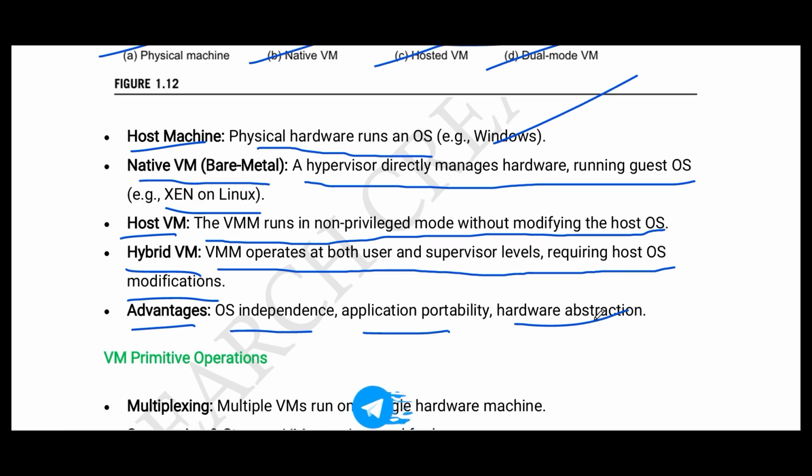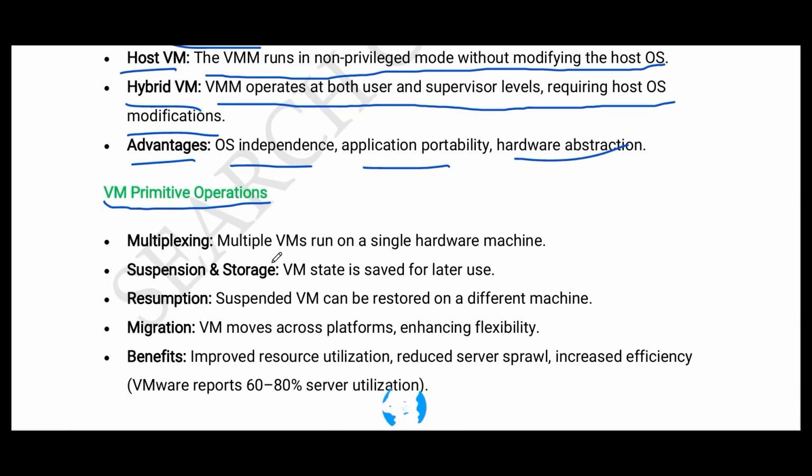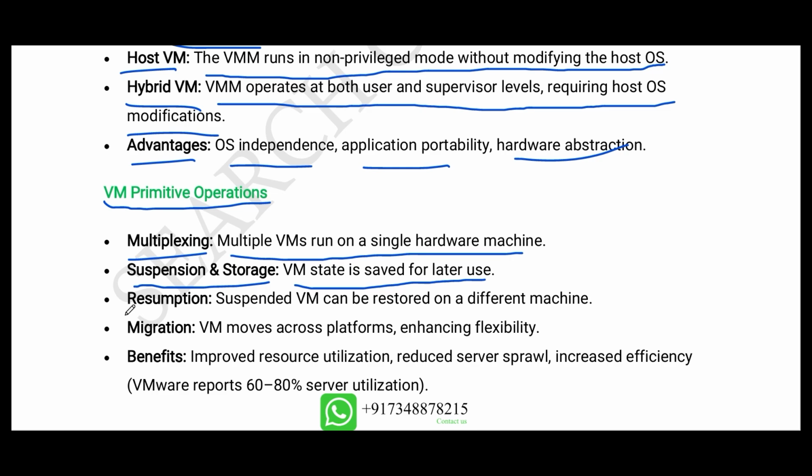Next is VM primitive operations. What are the primitive operations in a VM? Multiplexing, which is multiple VMs running on a single hardware machine. Suspension and storage: the VM state is saved for later use. Resumption: a suspended VM can be restored on a different machine.